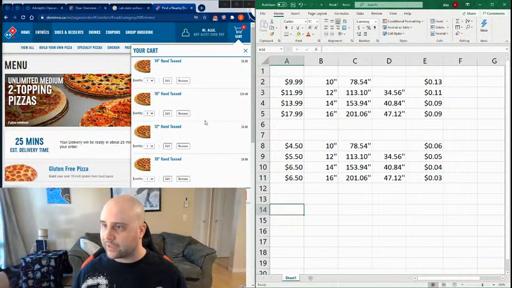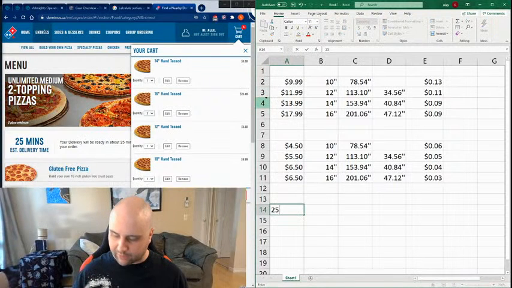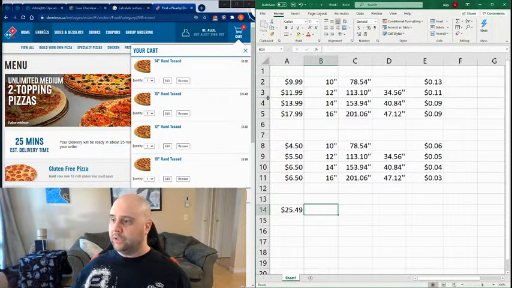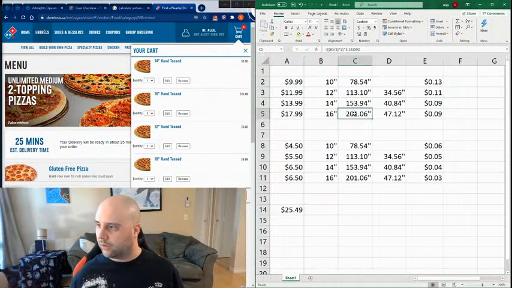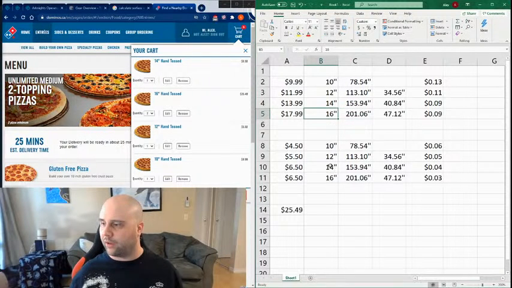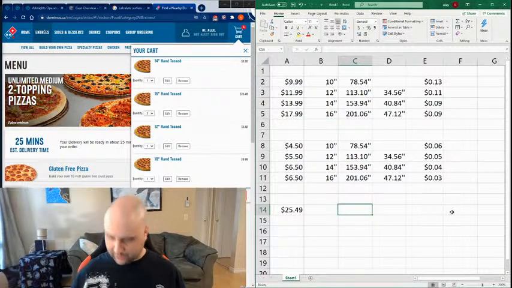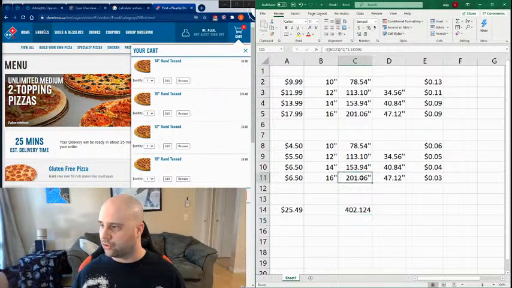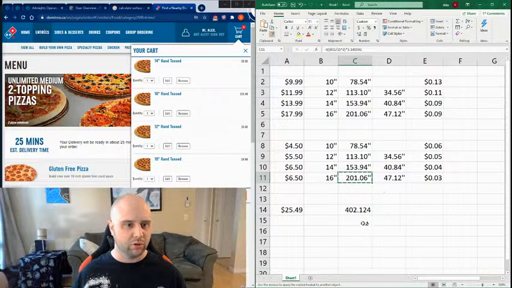pizzas. So that's going to be, well, we know what the price is, $25.49. That's going to be our price. Now, we're getting two 16-inch pizzas. So we're basically doubling these numbers here. So we're just going to take this, multiply it by 2. That's our square inchage.